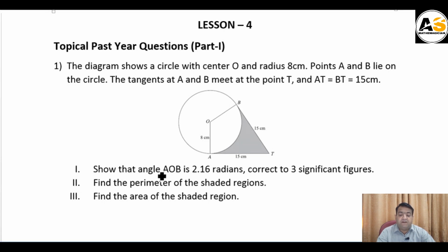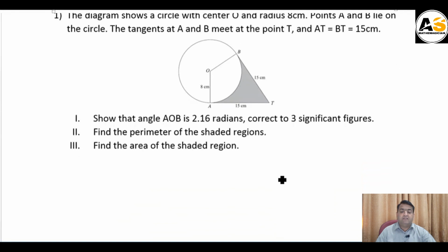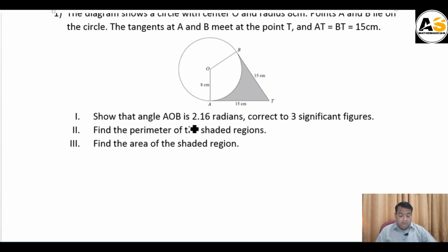First of all, in the first part we have to find that angle AOB, and we have to show that this is equal to 2.16 radian. So look at this diagram. If I join O to T, you can see that this central angle is bisected into two equal parts. For angle AOT, I can write tangent of AOT is equal to opposite over adjacent. Tangent of AOT will be equal to 15 over 8.